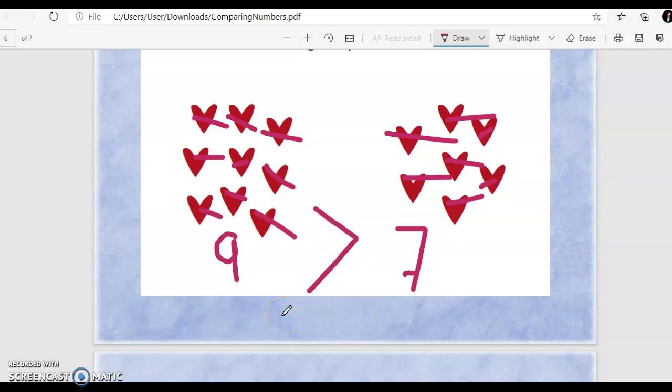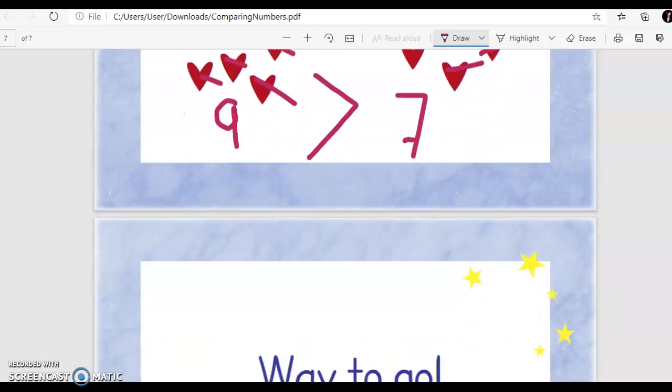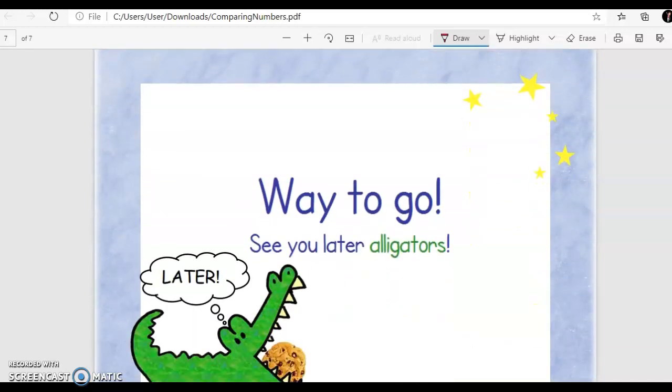So now let's read the equation, the sentence. 9 is greater than 7, or 7 is less than 9. And that's it. Way to go.